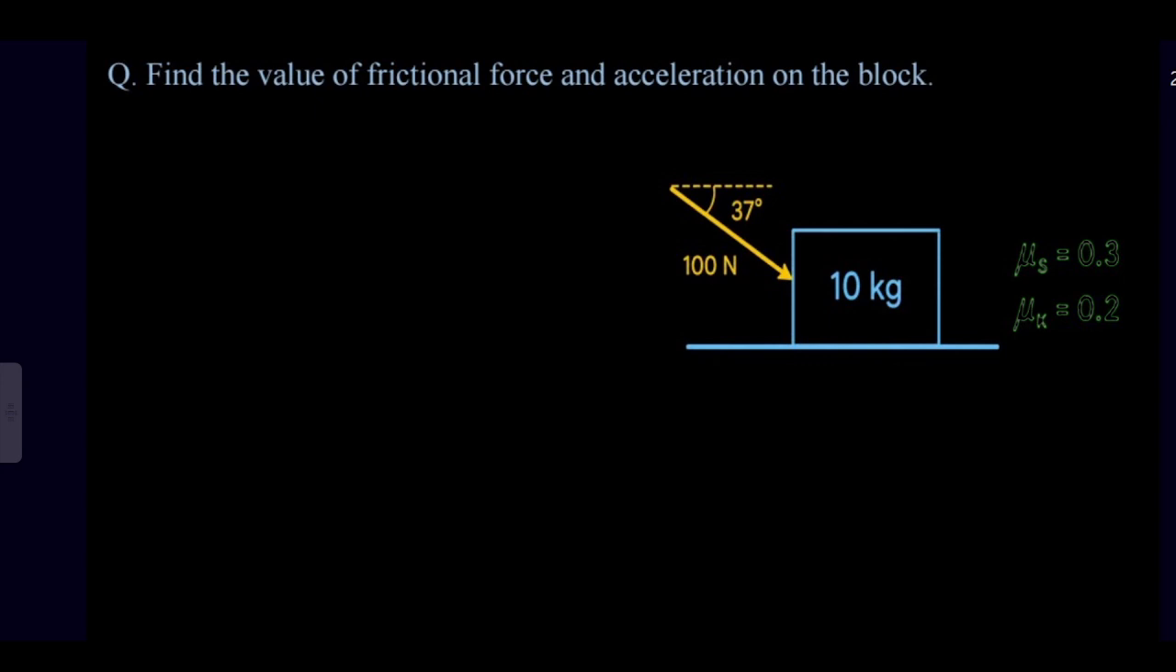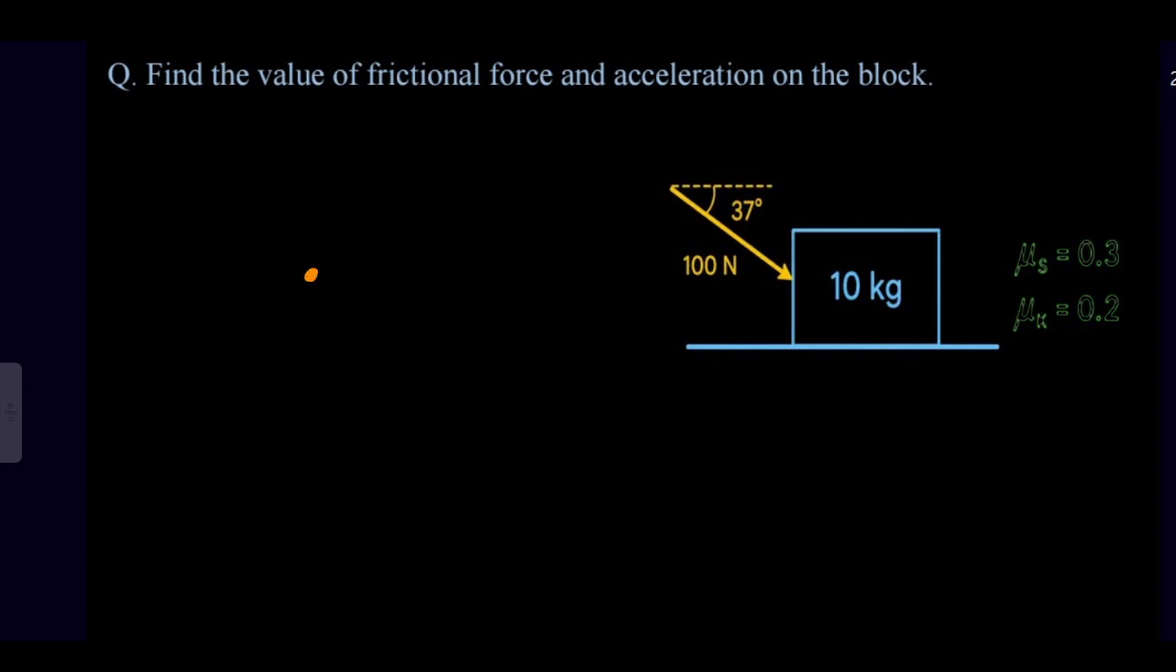Never take the N value as mg directly. If you do that, it is definitely a mistake. Keep in mind, N is never mg. Only if there is no other force acting will the N value be equal to mg. There are some other forces also acting on the body. So that's why you should redraw the diagram and resolve it.